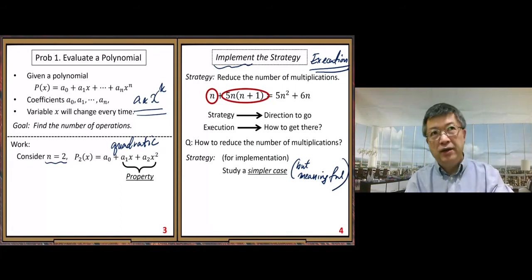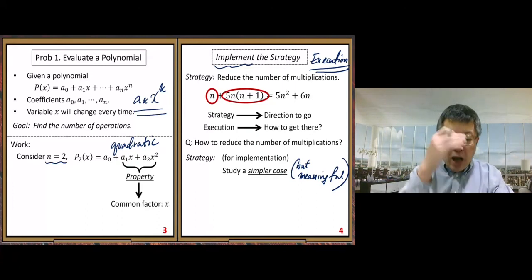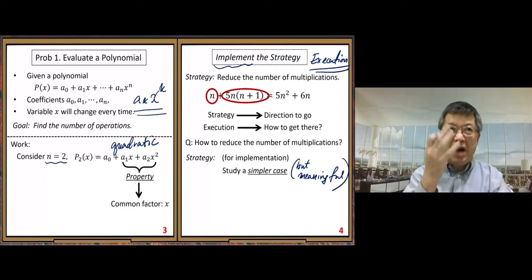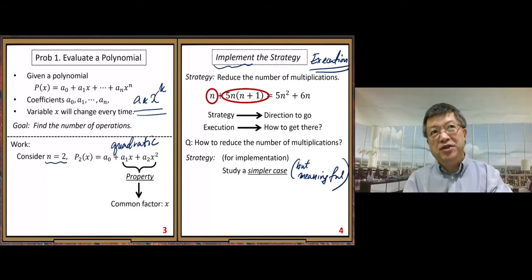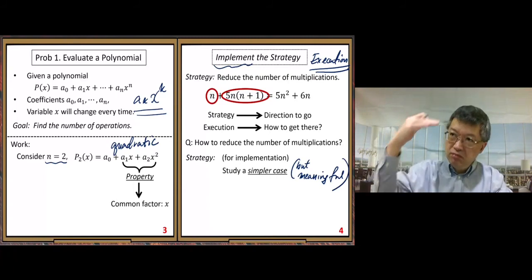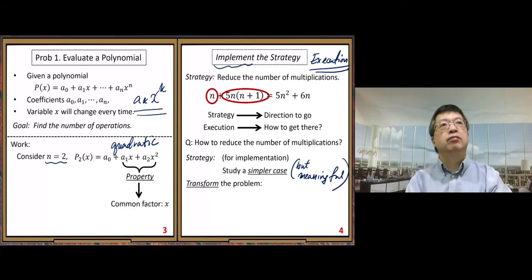All right, I cannot hear from you, but let me see if you get the correct observation. Common factor x. They both have this common factor x. That's the property. We can take advantage of it here. When you have a common factor, what you can do, right? All right, so here, let me give you another general problem-solving method to use. Transform the problem.